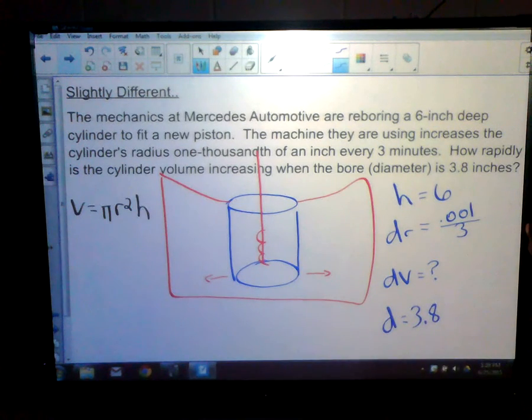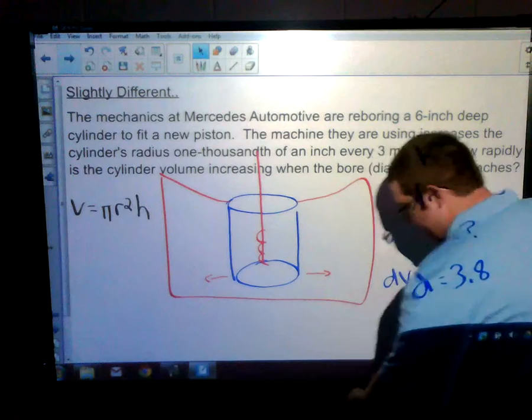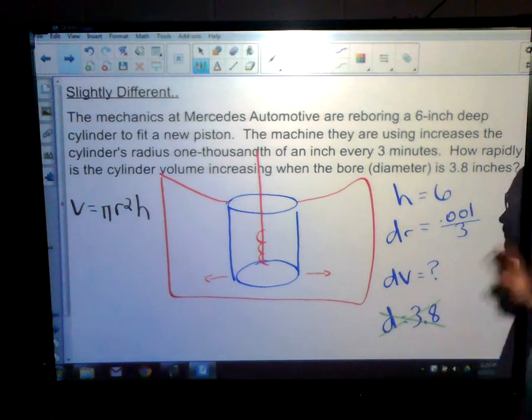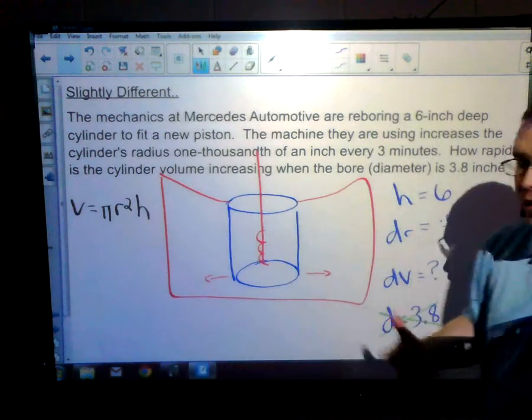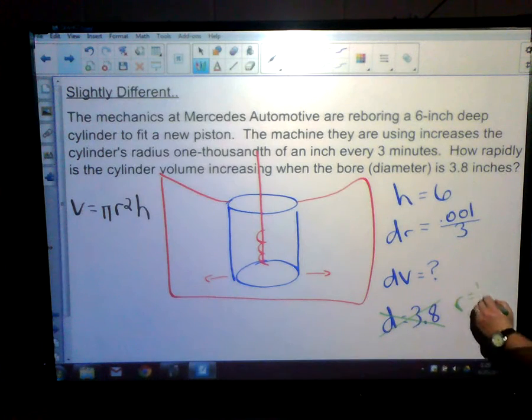Well, right off the bat, you should see something. I don't care about the diameter, because diameter is not in my formula. What do I want? I want to know that the radius is 1.9.